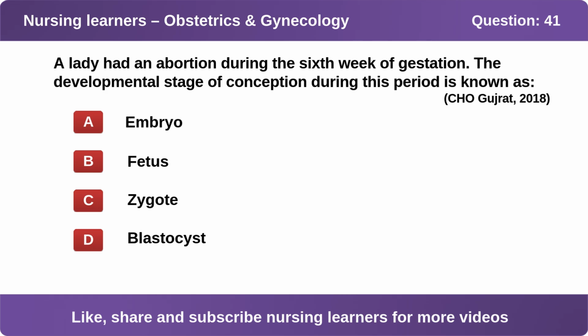A lady had an abortion during the 6th week of gestation. The developmental stage of conception during this period is known as A. Embryo, B. Fetus, C. Zygote, or D. Blastocyst.